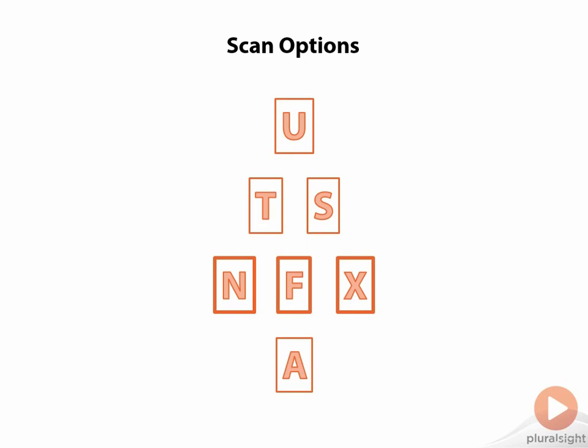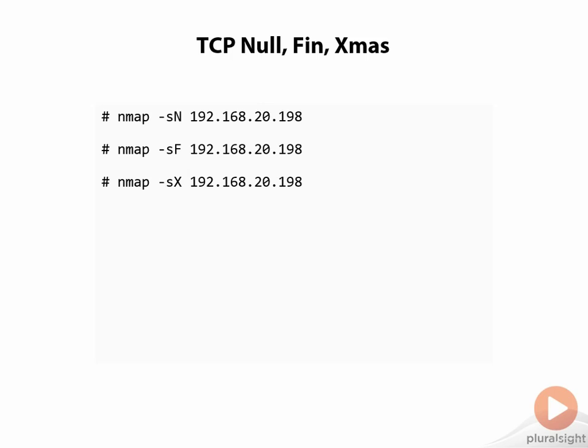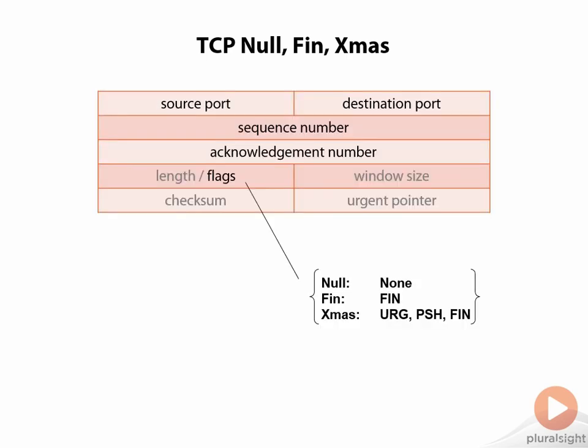These three scan types are very similar, so let's discuss them together. TCP null, FIN, and Xmas scans are enabled with the capital N, capital F, and capital X options as shown here. These scans use specific flag settings in the TCP header when constructing the probes. Here's the TCP header again. The null scan sends a packet with no flag set. The FIN scan sets the finish flag, and the Xmas sets the urgent, push, and finish flags, lighting the packet up like a Christmas tree, hence the name.